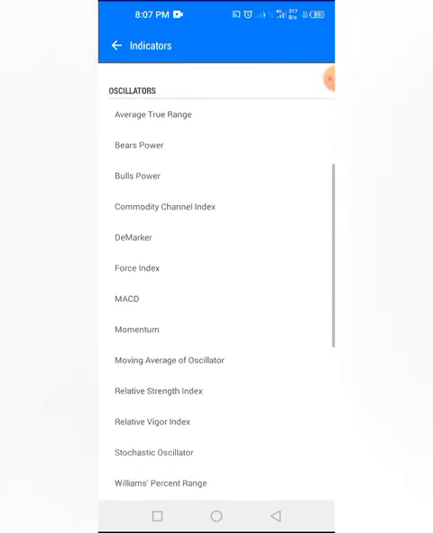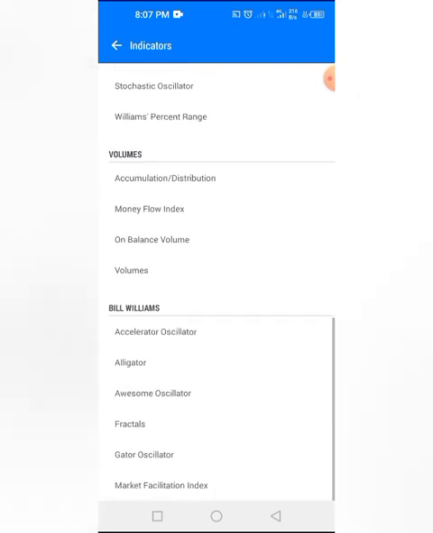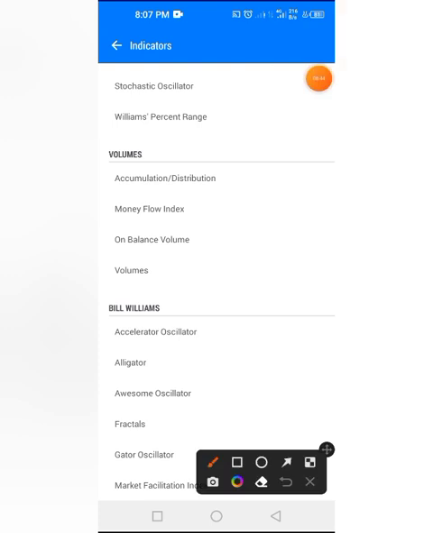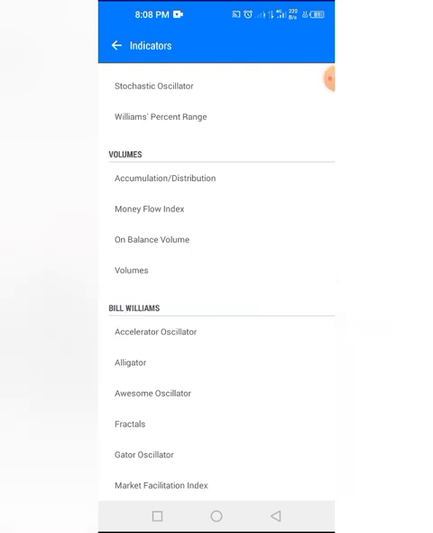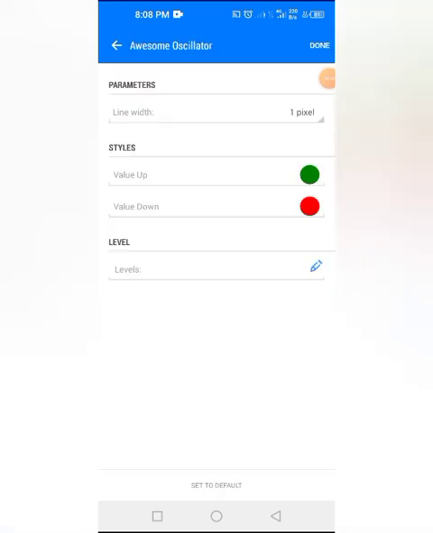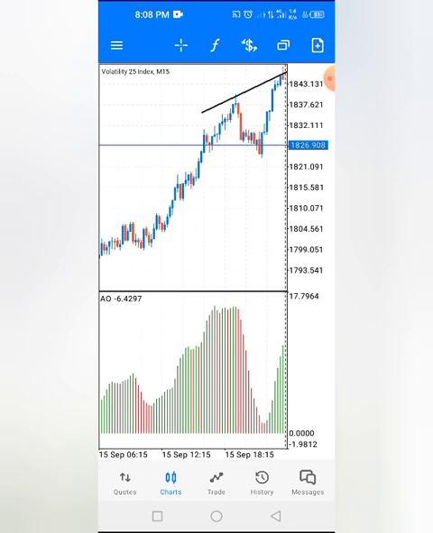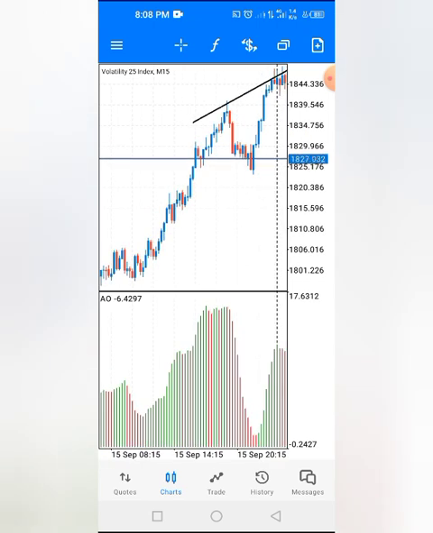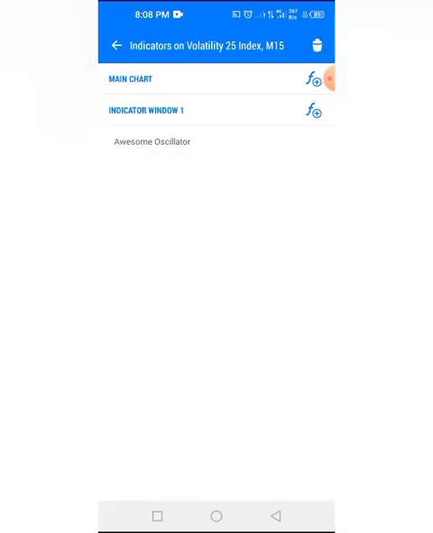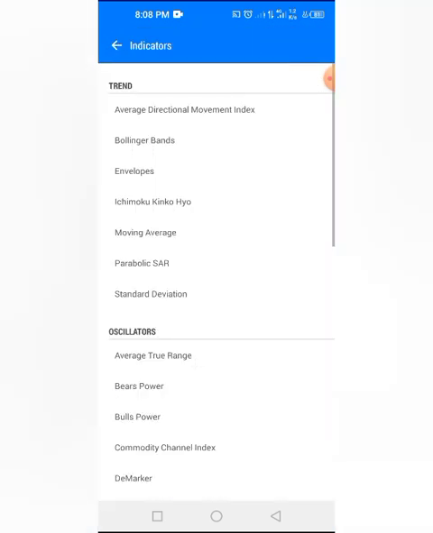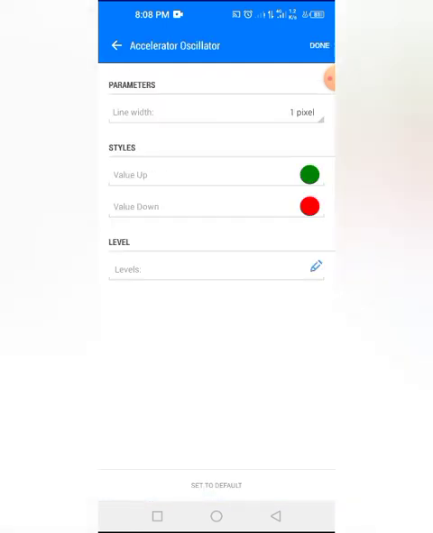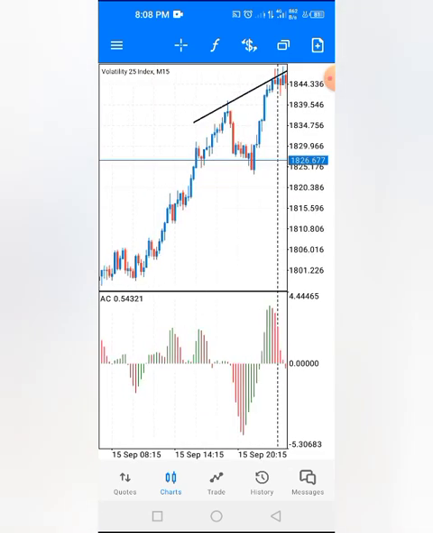And what is the indicator? Let's look for it. Okay, here it is. And what is the name of the indicator? Accelerator Oscillator and Awesome Oscillator. There are two. So the first I chose was Awesome Oscillator. Okay, that was the one that I chose at first. Probably you might not like Awesome Oscillator. You can remove it. Then you choose Accelerator Oscillator. If this is the one you like, you can choose it.